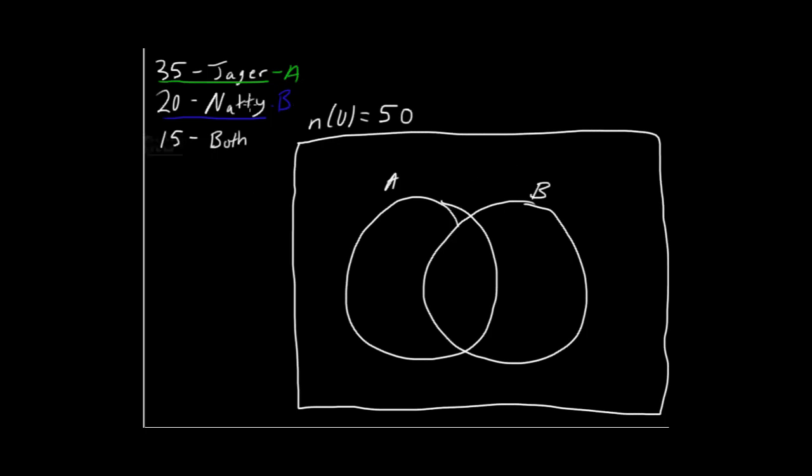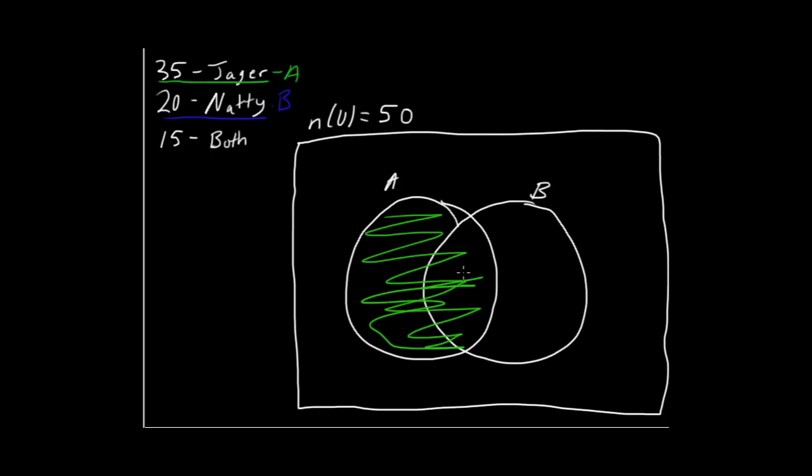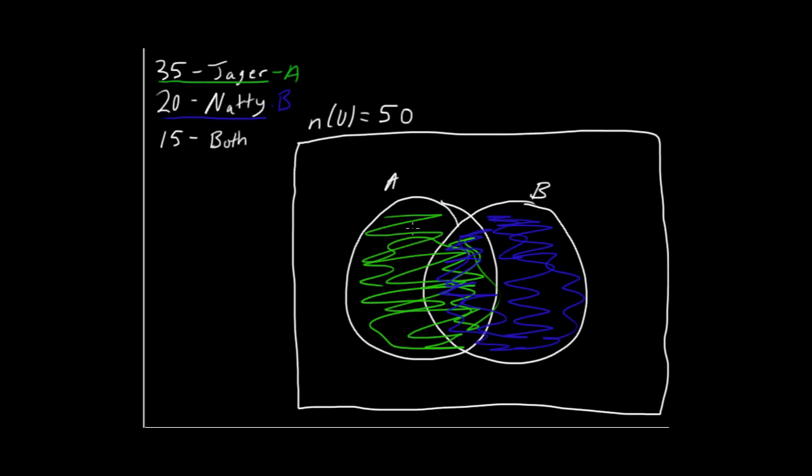And you don't need to use shading to solve this problem necessarily. I'm just going to do it to give you a better visual representation of where these students are. So set A, we have all the students at the party drinking Jägermeister here. And set B, we have all the students at the party who are drinking Natty. And in our intersection here, we have all the students drinking both, the students that are leaving in an ambulance. Okay, so let's just write 15 in here.